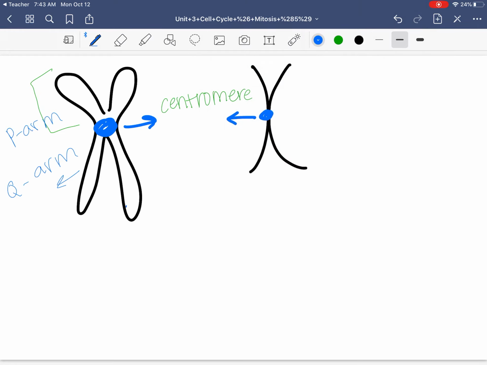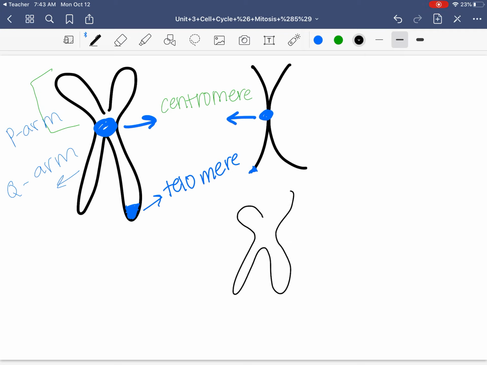You're going to have a little kind of cap at the end of your chromosome. This is called the telomere, and it basically keeps the DNA from unwinding. Telomere. So those are the basic parts of a chromosome.